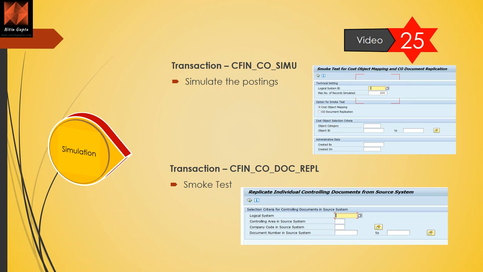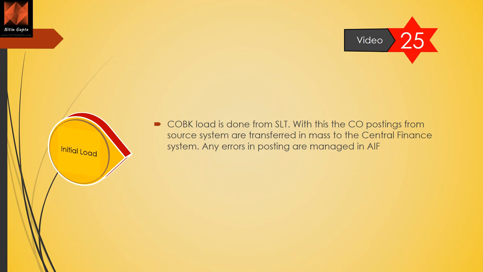There is a transaction for this as well. Once you do your preparation, your simulation, and your smoke test, then in the next step you do the actual load. Once everything is fine and you are comfortable, you can do the COBK load through SLT. With this, the CO postings from the source system will be transferred in mass to the central finance system. And any errors will be managed in AIF.